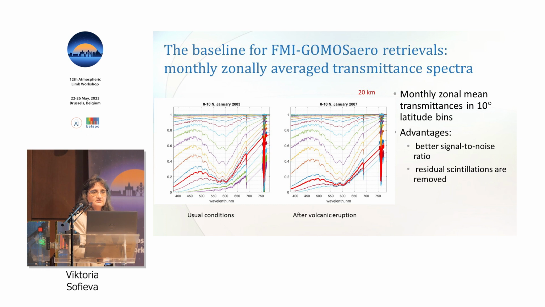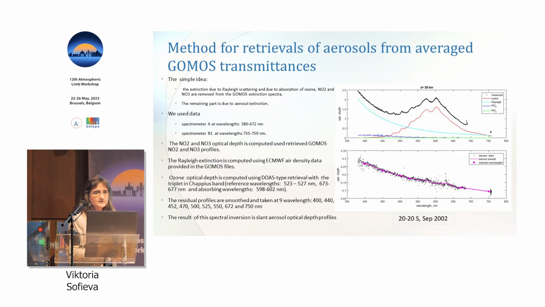This illustration shows typical transmittance spectra in usual conditions, and in red the transmittances at 20 kilometers. We see that in normal conditions it is larger than in volcanic conditions. So in volcanic conditions the transmittances are lower and the aerosol optical depth is larger. Our idea for retrievals is very simple.